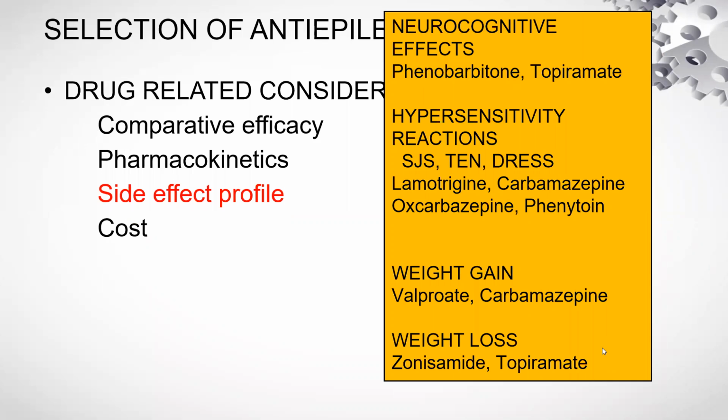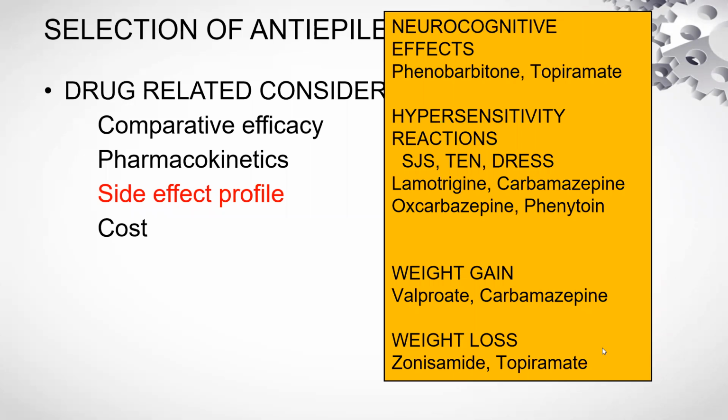Side effect profile can also help us in deciding which drug to give in a particular patient. Some drugs can cause significant neurocognitive dysfunction, like phenobarbital and topiramate. We would like to avoid these drugs in patients who are already neurocognitively impaired. Some drugs can cause hypersensitivity reactions like drug rash, which can sometimes lead to Stevens-Johnson syndrome or toxic epidermal necrolysis. Lamotrigine is most notorious in this regard.